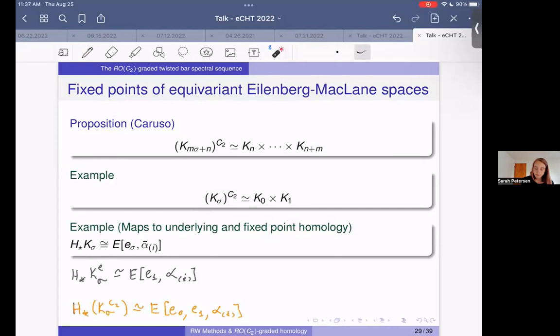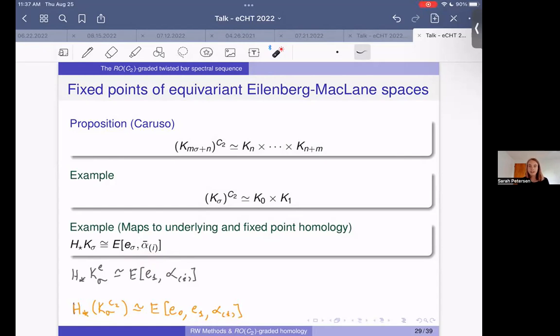Then one needs to understand these two maps, and it turns out that to the underlying homology, the e sigma simply maps to the e1, and the alpha bar i's get unbarred. In mapping to the fixed points, the e sigma maps to e0, and these bar i's are shifted so that alpha bar 0 maps to e1, and then the rest of them get unbarred with a shift of index.